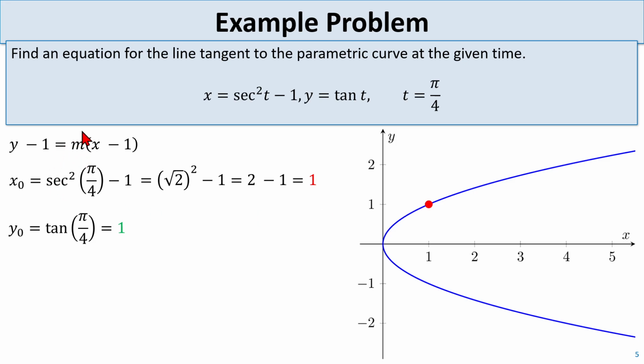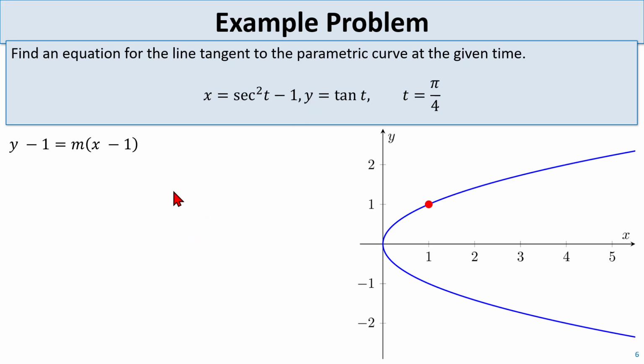Next, we need the slope of the tangent line. Once we have that, we're actually done. So, as usual, the slope is the derivative, but it's the derivative of y with respect to x. We don't have y as a function of x, so we're going to have to figure out this slope m indirectly. What we're going to do is calculate the derivatives of both of these with respect to t.